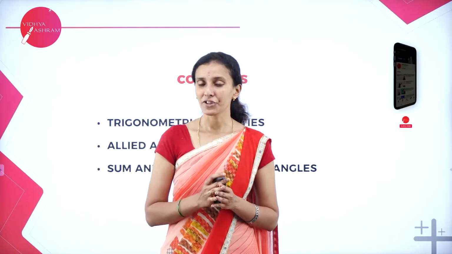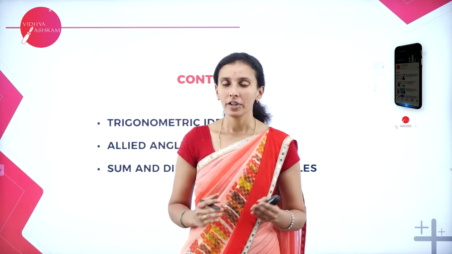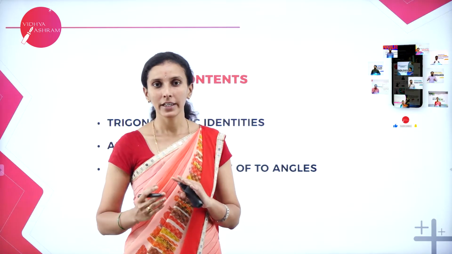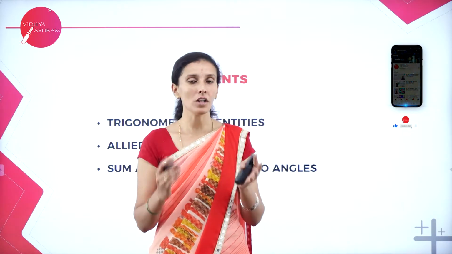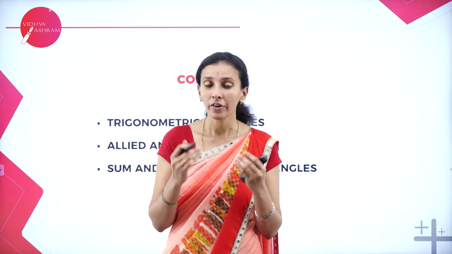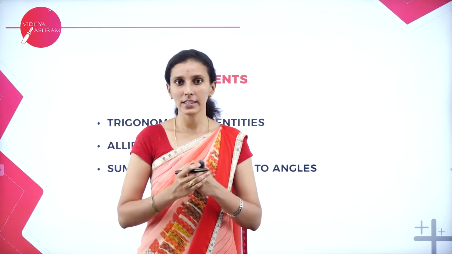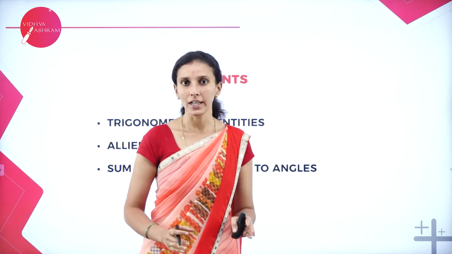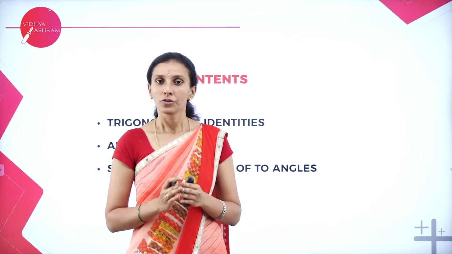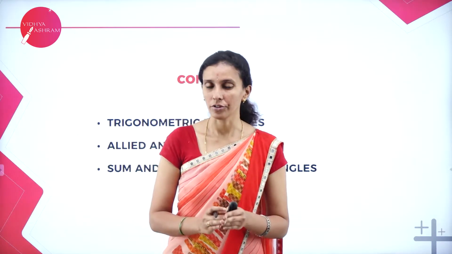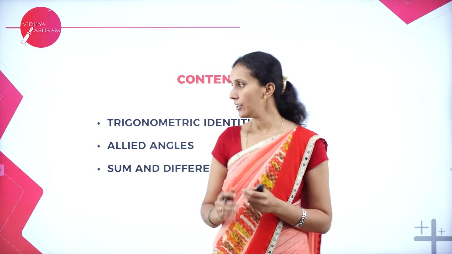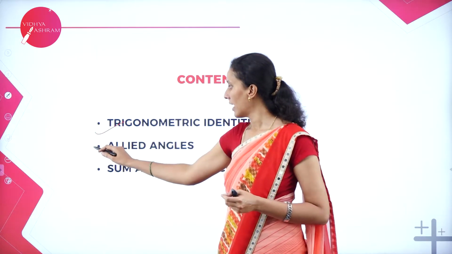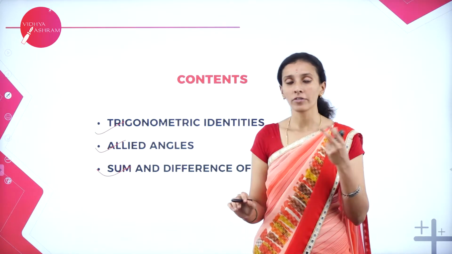In our previous sessions, we have learned the conversion of angles from degrees to radians and radians to degrees, as well as the concepts of all trigonometric ratios in terms of radian measure, that is, inside the unit circle. Also, we have learned the standard values of all trigonometric functions and solved problems to find the value of a trigonometric function. In today's session, we'll extend the concept of these trigonometric ratios into trigonometric identities, allied angles, and sum and difference of angles.